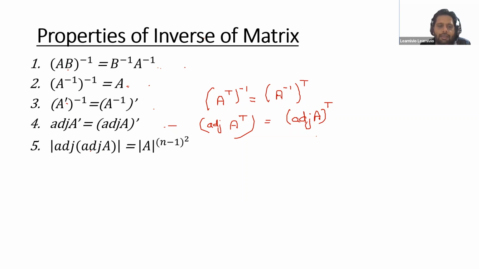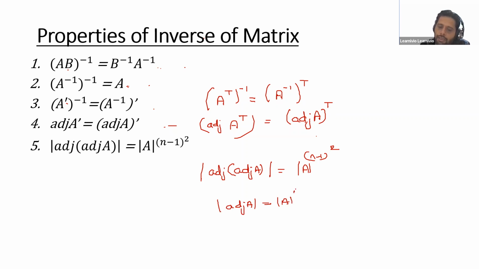Now the next property. If you find the adjoint of a matrix, and then you find the adjoint of this again, and you find the determinant of this, that will be equal to determinant of A to the power (n minus 1) whole square. Previously we know that the determinant of adjoint A is equal to determinant of A to the power n minus 1. Now if you find one more adjoint and then find the determinant, that will be equal to determinant of A to the power (n minus 1) whole square. So this is the fifth property.